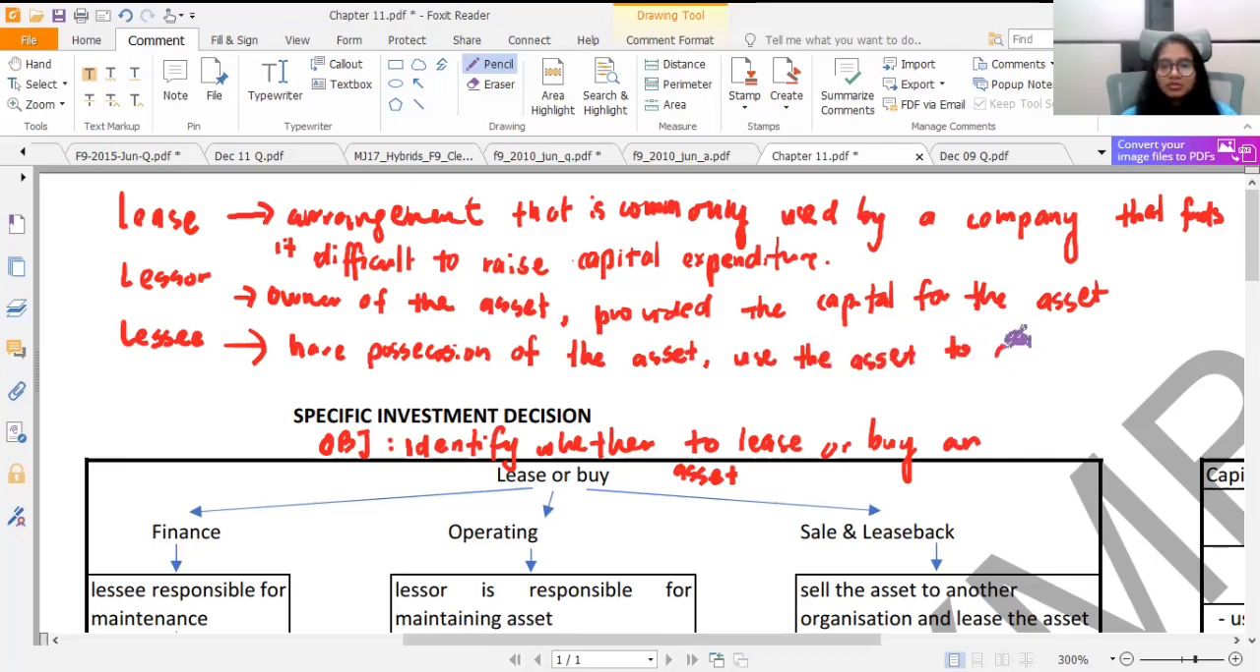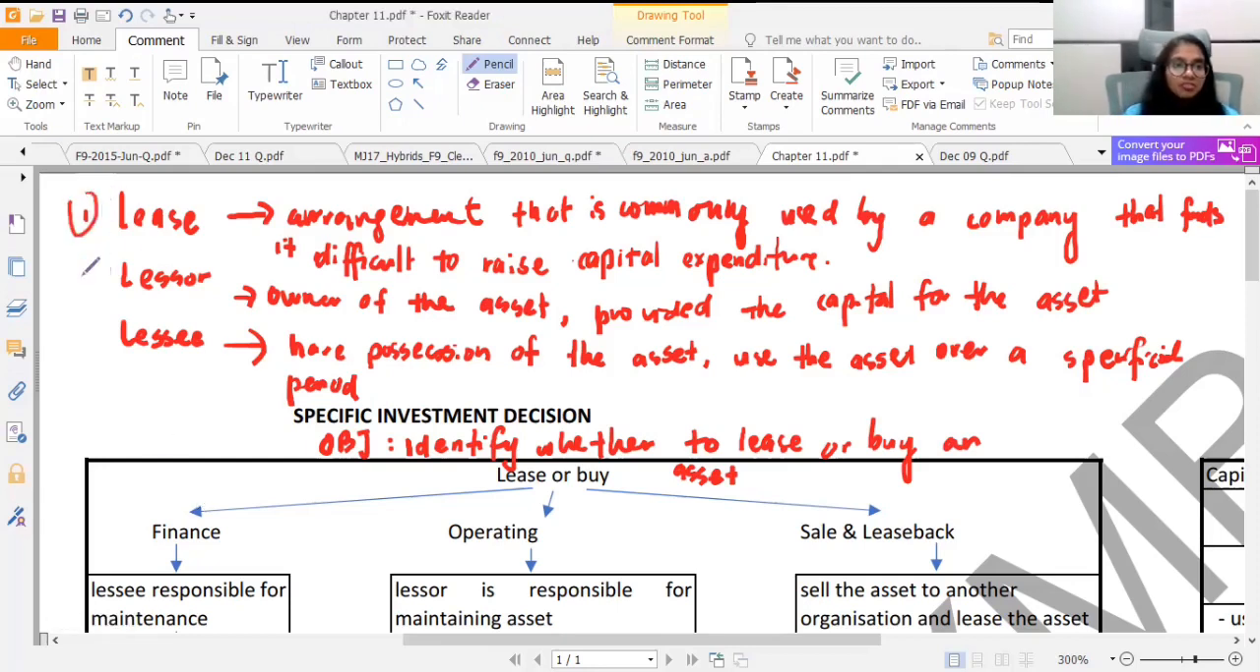use the asset over a specified period, and this specified period is where they actually pay lease or they pay rental for the asset.